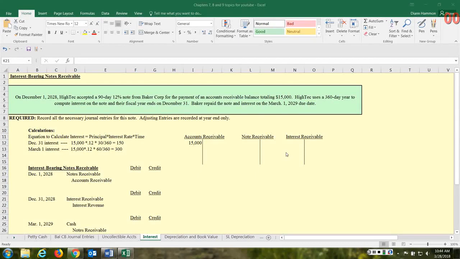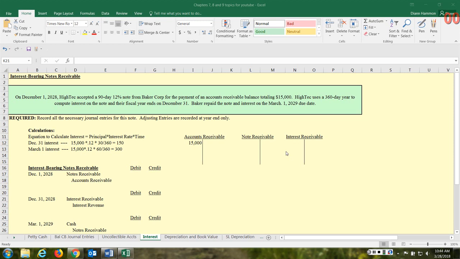In this video, we're going to review interest-bearing notes and notes receivable, how to calculate interest, adjust it at the end of the year, and then when payment is received or made. It would work either way as far as the calculations go. You would just be talking about either accounts receivable or accounts payable. For this video, we're going to be focusing on the receivable side.